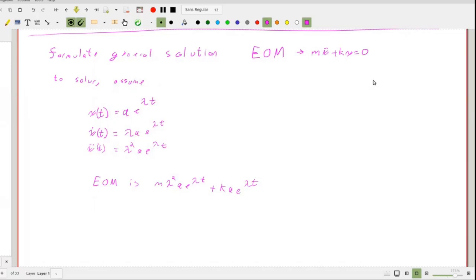Okay. So this is our equation of motion. If you look at this equation, which equals 0, what do you think we can pull out?